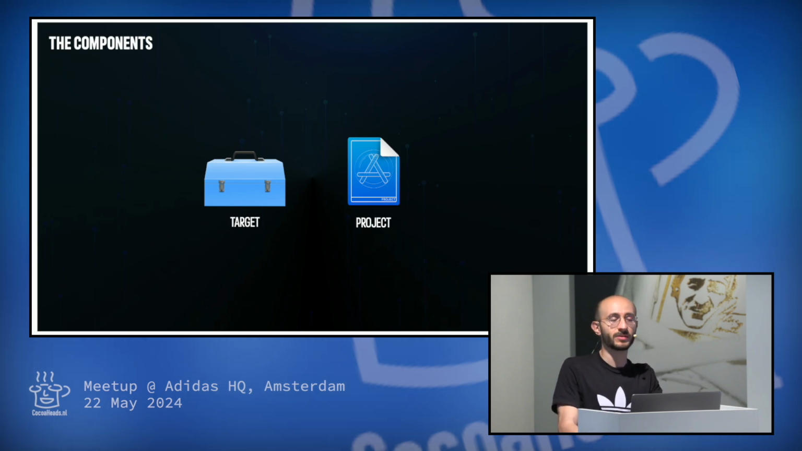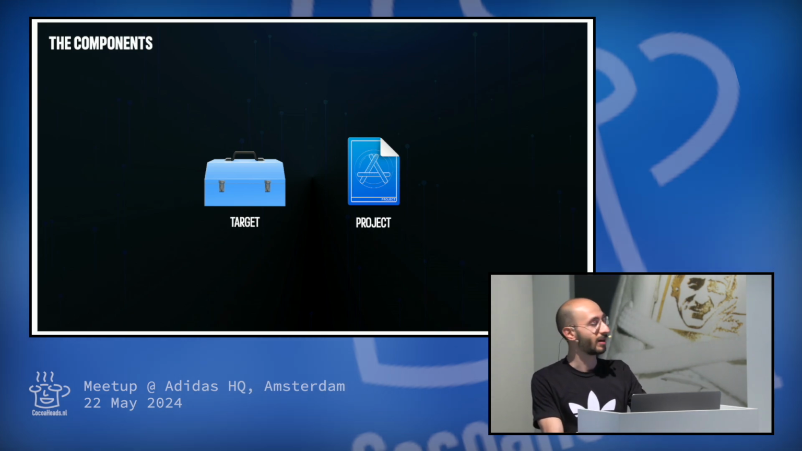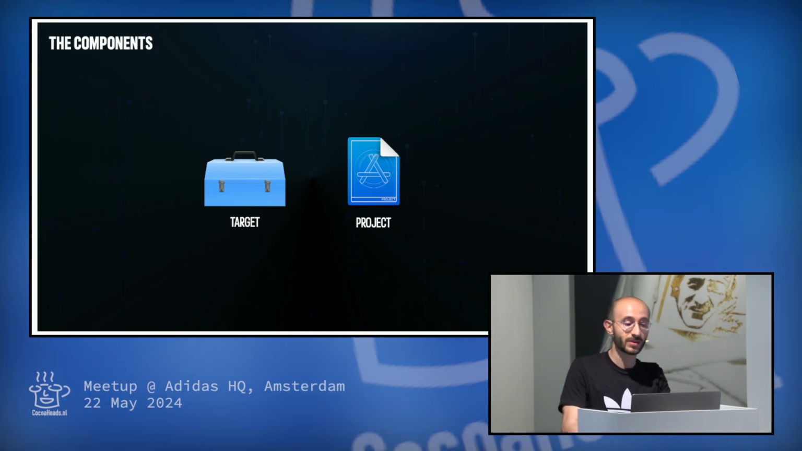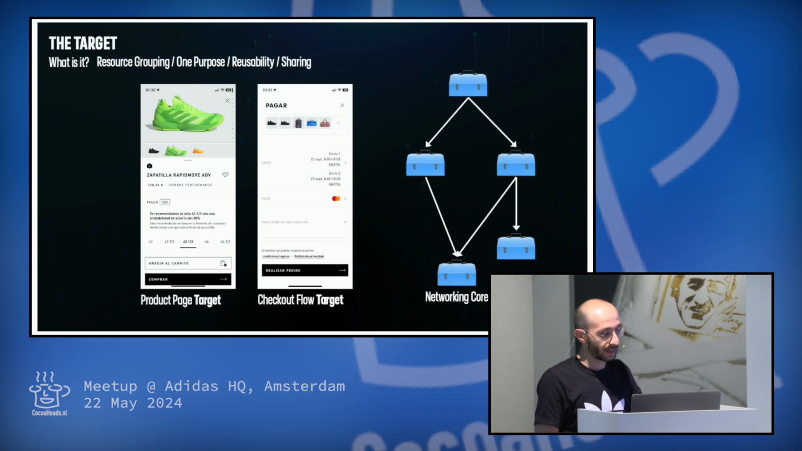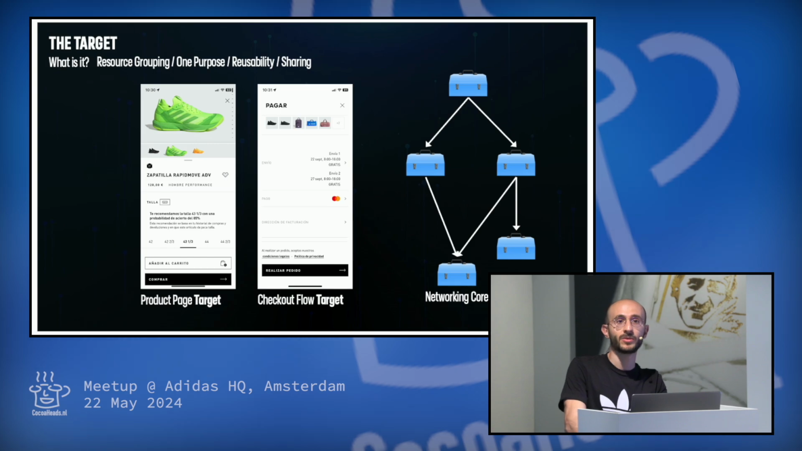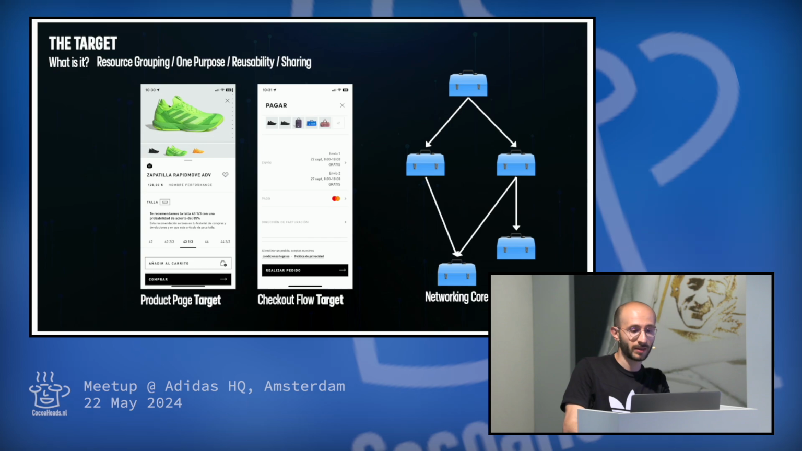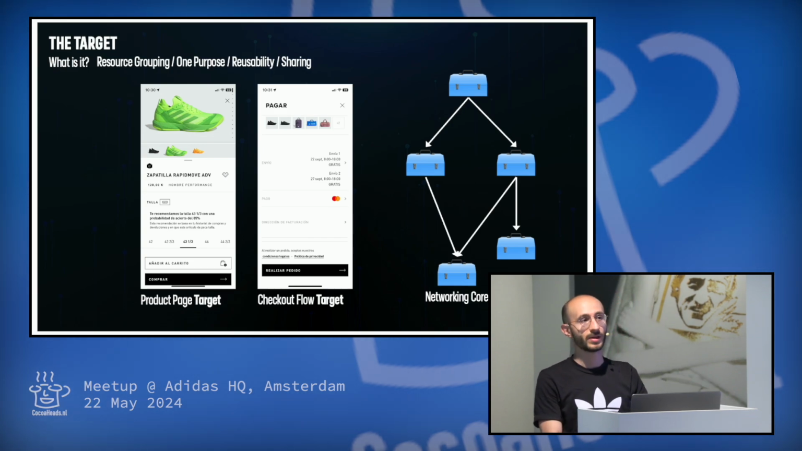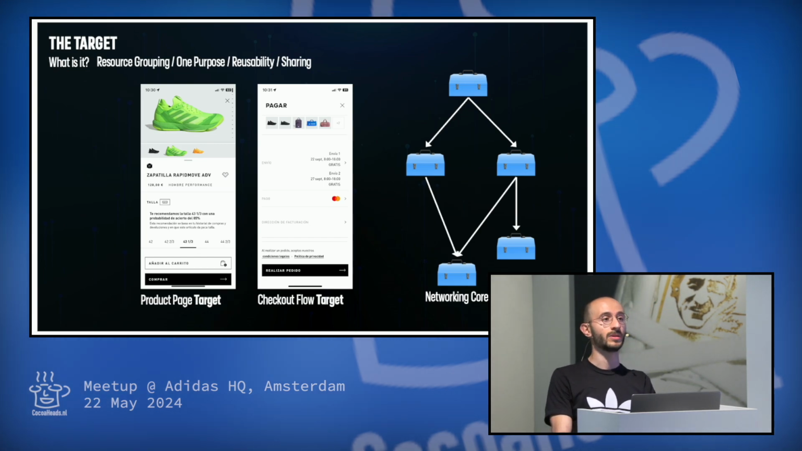We have two important components here that constitute an application and that we deal with on a daily basis, whether we are a pro or we just started our iOS development journey. So the target and the project. The blue box here is a target, and it groups resources together under one purpose, as we know. For example, we have the product page target that contains everything related to the product page, and the checkout flow target that contains everything it needs to properly go through a correct checkout flow.